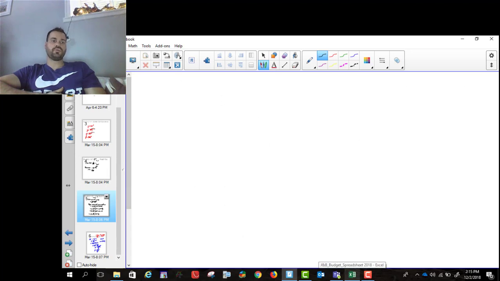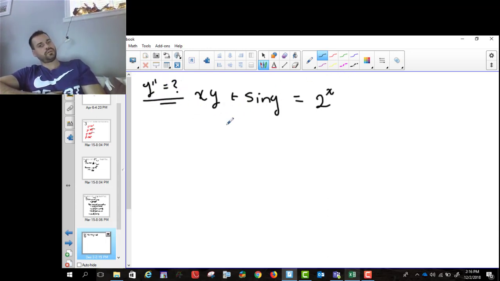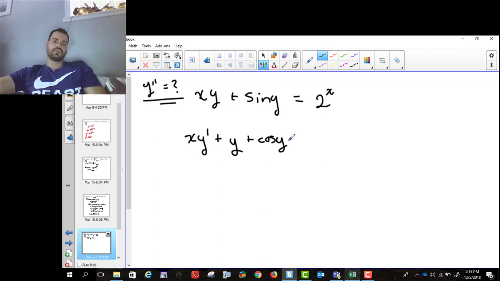Okay, now we're going to do one more example. Pretty simple again, but I don't want you to freak out here. Don't worry if you don't get it right away, but I just want to show you what happens when we do it implicitly. So we have xy plus sine y, and I still want to find y double prime. We want to know what the second derivative is. So we start with the implicit differentiation. I'm going to go a little quicker because I'm running out of time, and I don't want you guys to not get the whole thing, but there's my first derivative.